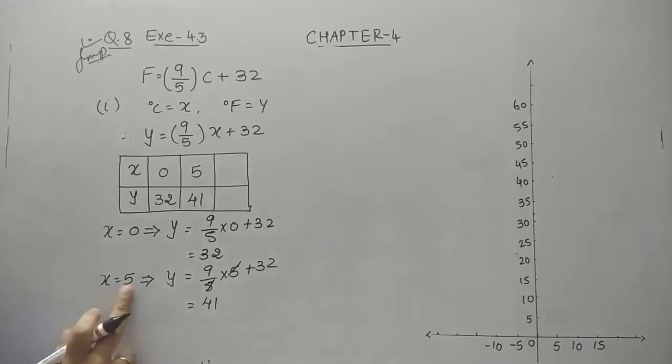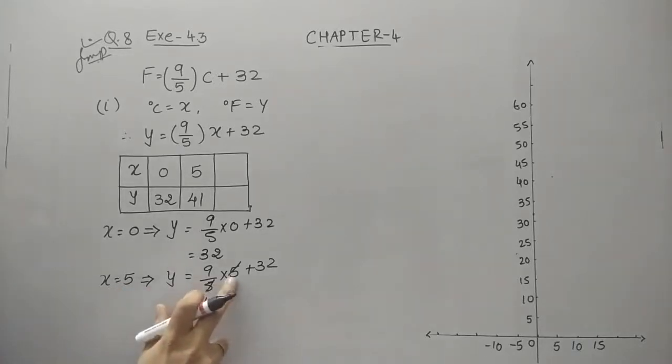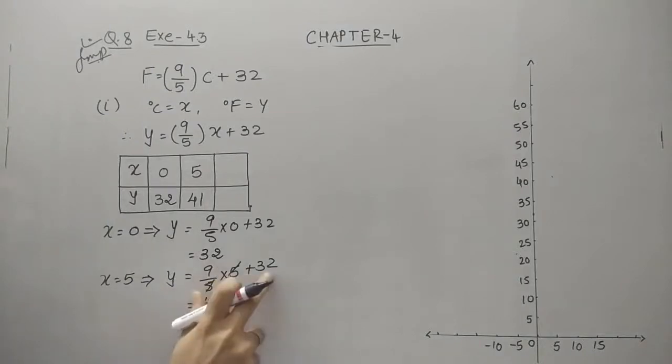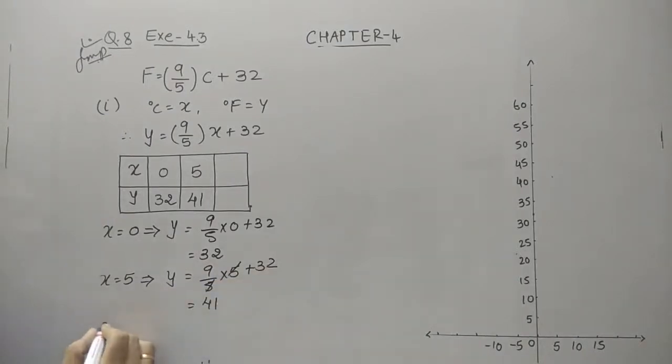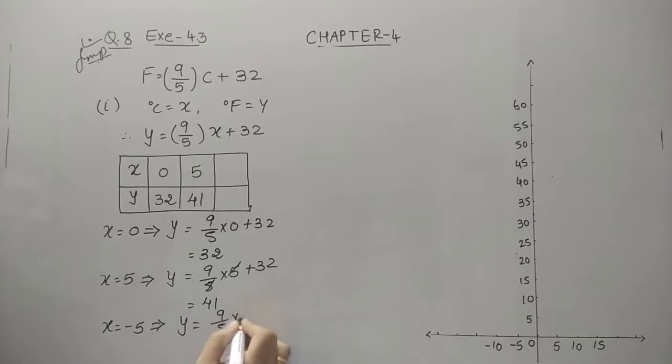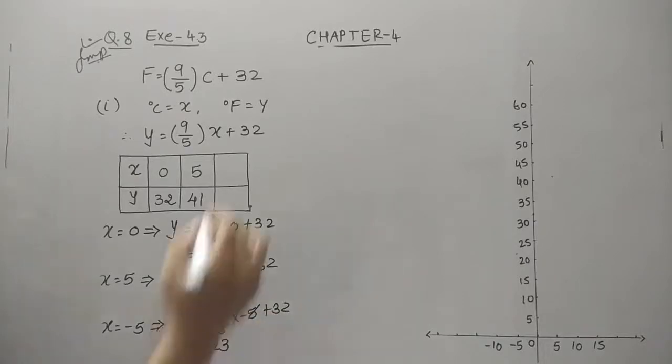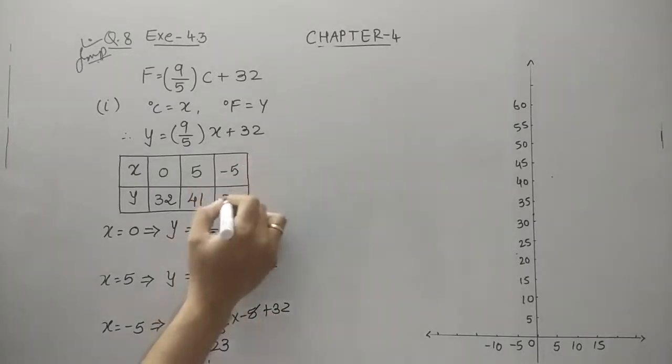We can go for x as 10. But if I go for 10, this value is 18 plus 32, which is greater. So let's go for another value, that is minus 5. So y is 9 upon 5 into minus 5 plus 32. Again both the 5s cancel. Minus 9 plus 32, that is 23. So another value is minus 5 and 23.